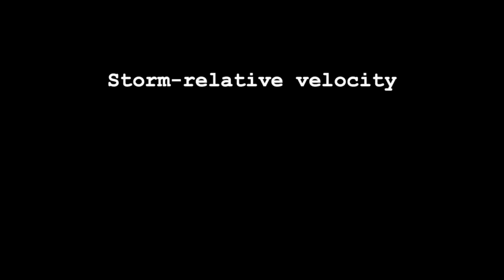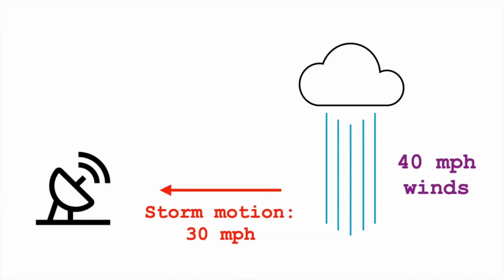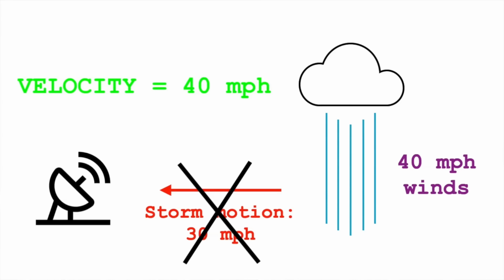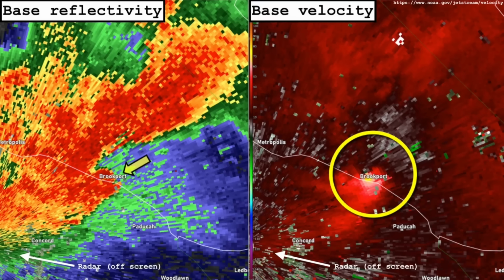To combat this, we can use a product called storm relative velocity. This is just like the base velocity product, only with storm motion subtracted out. So, in our example of a target moving at 40 miles per hour within a storm moving directly at the radar at 30 miles per hour, the storm relative velocity product would estimate that target's velocity to be a more accurate 40 miles per hour because storm motion has been subtracted out. Storm relative velocity is especially effective in identifying TVSs in QLCSs, as well as in situations in which supercells are moving very quickly. Let's take a look at an example.